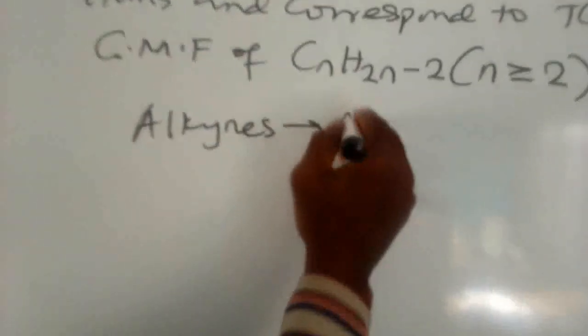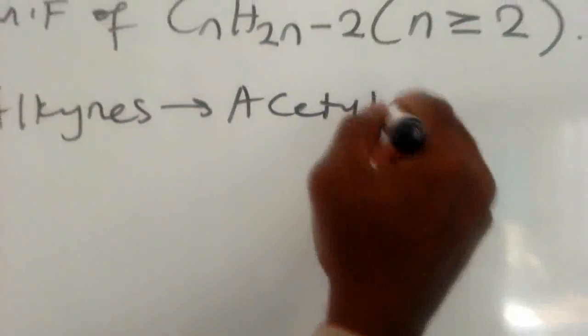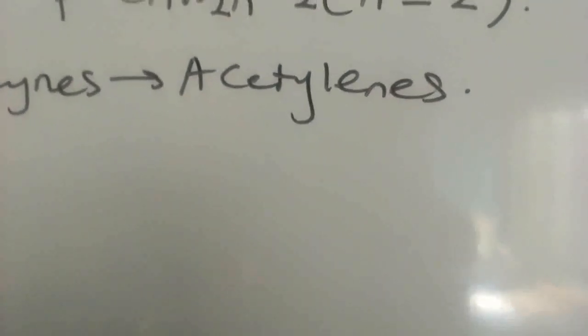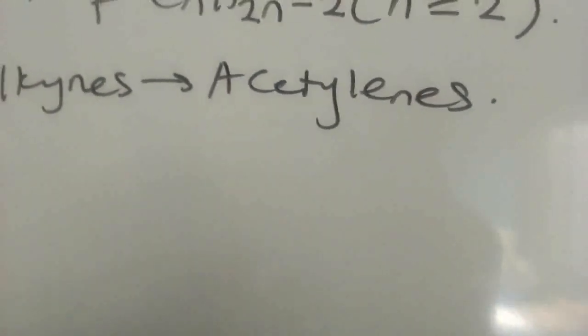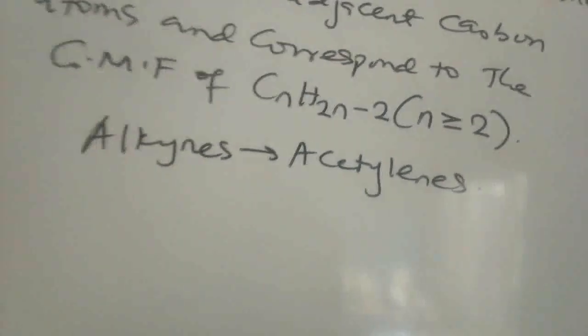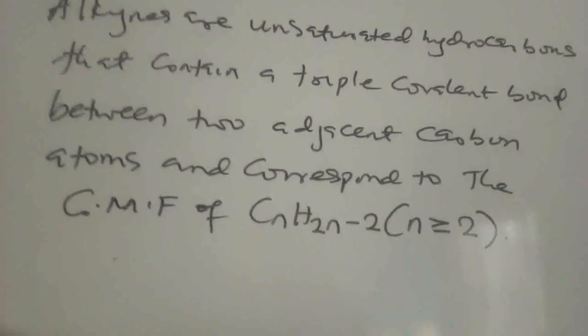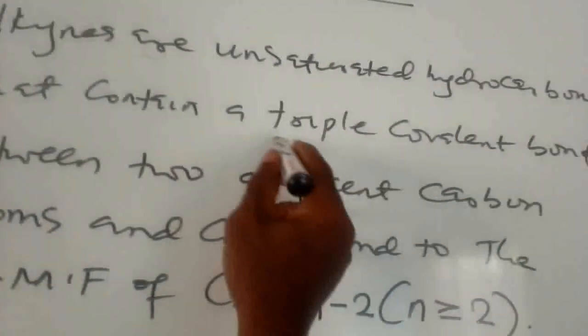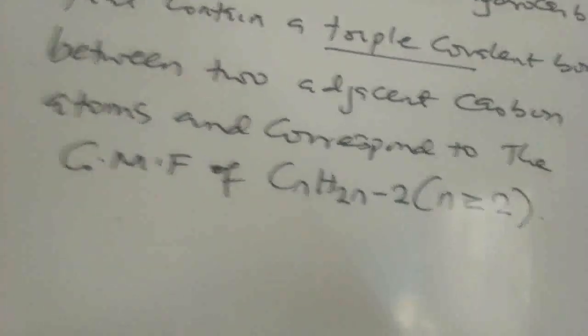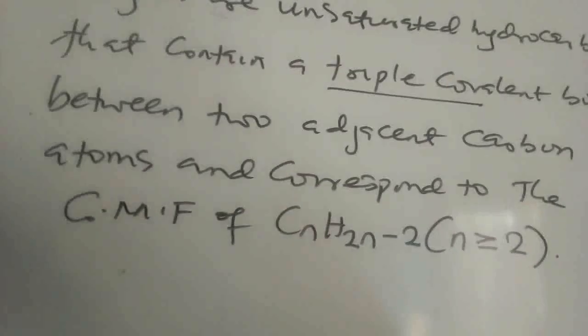Alkynes were formerly called acetylenes. Acetylenes is the general name for alkynes. Even though the first member of the alkynes, called ethyne, is also known as acetylene, alkynes generally are also referred to as acetylenes. The triple bond is the functional group of alkynes, so all alkynes contain a triple covalent bond. Okay? So having done that, we'll now look at the general structure of alkynes.